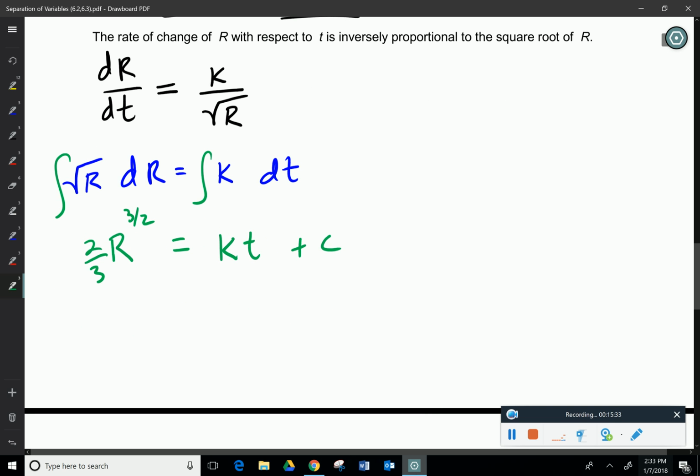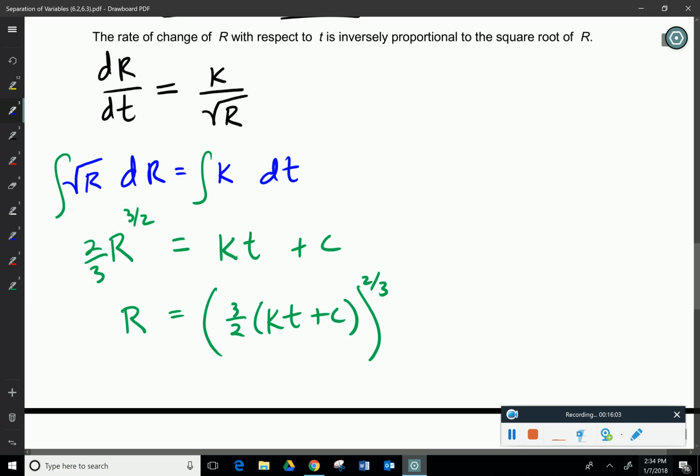And let's see if we can do this in one step, right? If I solve for r, first I would get rid of this 2/3 that's being multiplied, so I would multiply by 3/2. So I'm going to have 3/2 times all of this. And then in order to get rid of the exponent of 3/2, wouldn't we raise it to the reciprocal? So we will raise it to 2/3. So there we have solved for r.